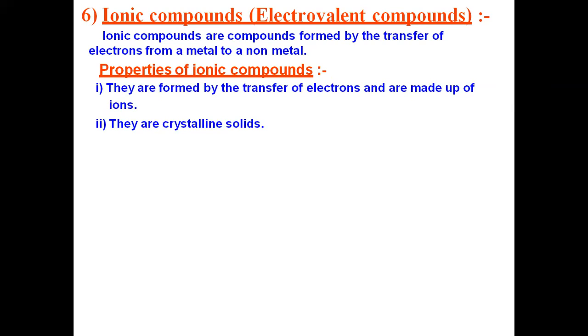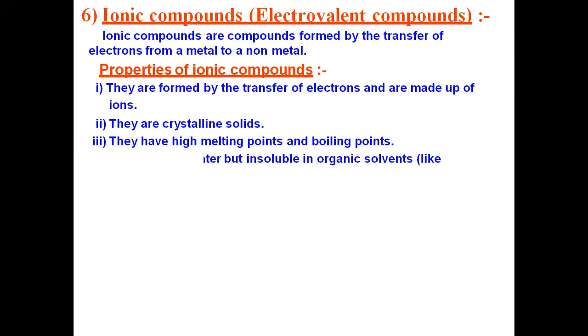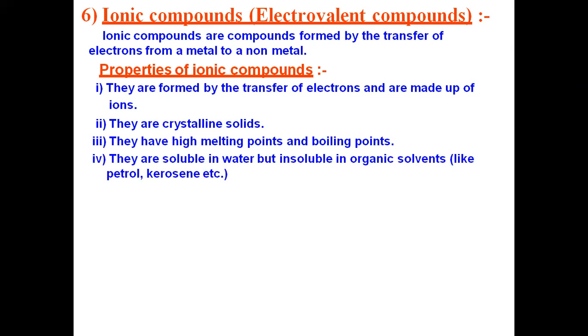So they are crystalline in nature and have a high melting point as well as boiling point. The high melting and boiling point is because of the strong ionic bond that exists between the positively charged metal and negatively charged non-metal.